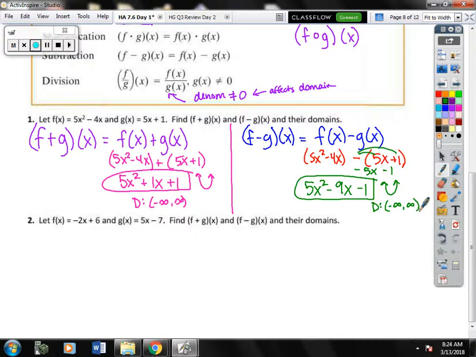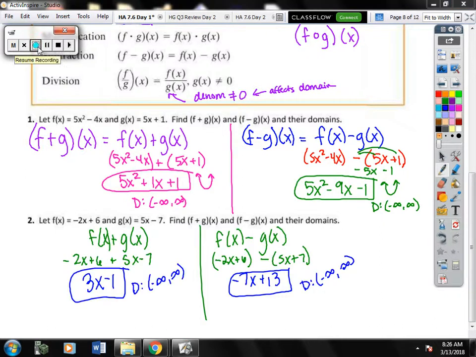So you guys can try number 2 on your own. So remember, linear functions still go on forever and ever and ever, whether they're positive or negative. And so we will get all real numbers. On the back, we have multiplying and dividing, which just take a little bit more work because we'll have to FOIL, distribute, or we may have to factor the numerator and denominator and then cancel out binomials, something we did earlier in the year in chapter 5 when we looked at simplifying rational expressions.